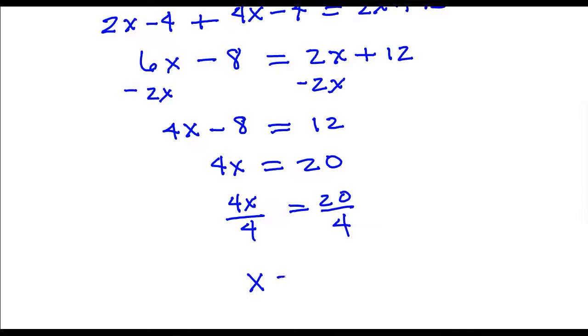So x is 20 divided by 4, that's 5. And that's the solution.